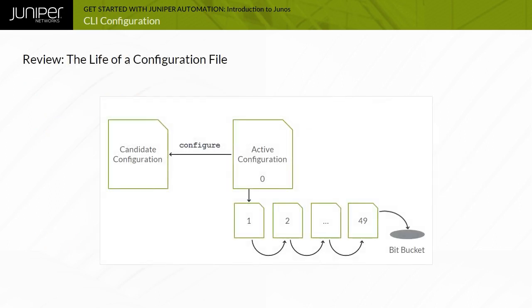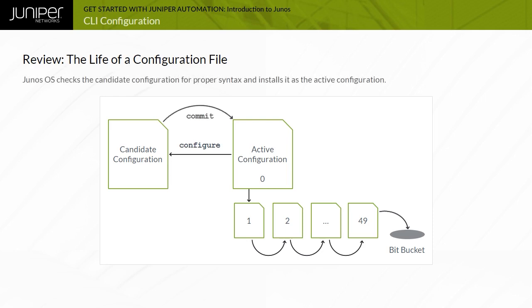The configure command causes a candidate configuration to be created and populated with the contents of the active configuration. You can then modify the candidate configuration with your changes. To have a candidate configuration take effect, you must commit the changes. At this time, Junos OS checks the candidate configuration for proper syntax and installs it as the active configuration. If the syntax is not correct, an error message indicates the location of the error, and the software does not activate any part of the configuration.